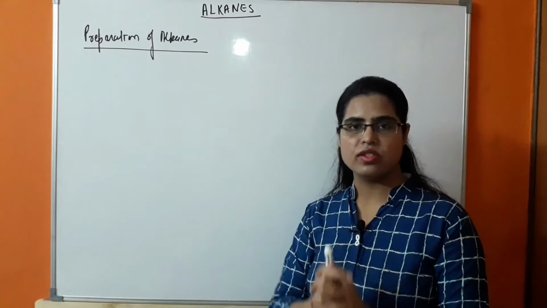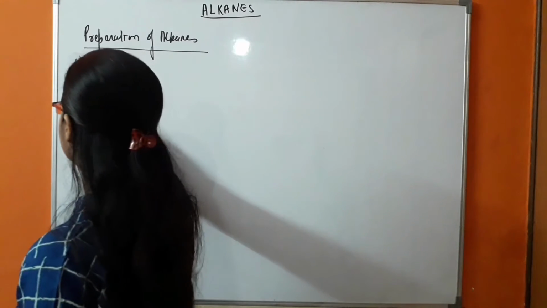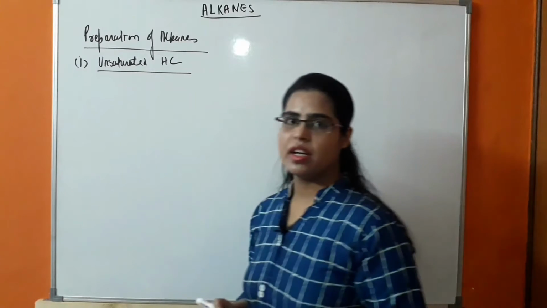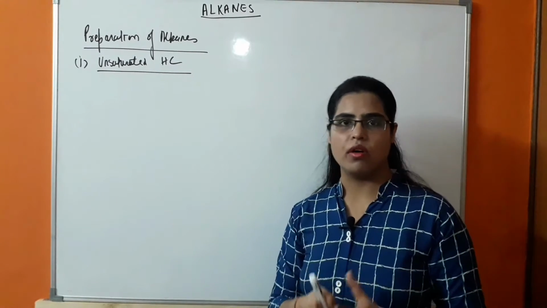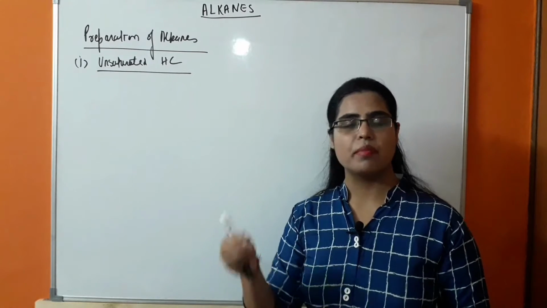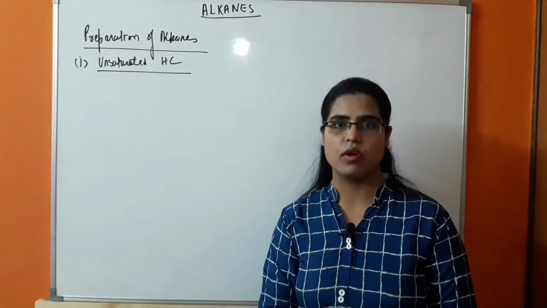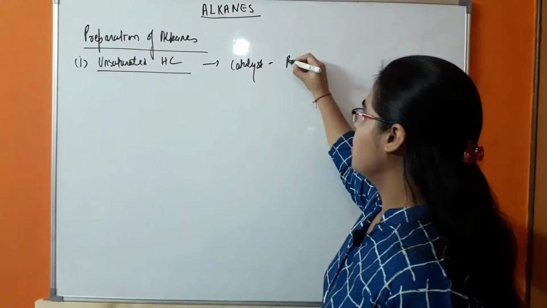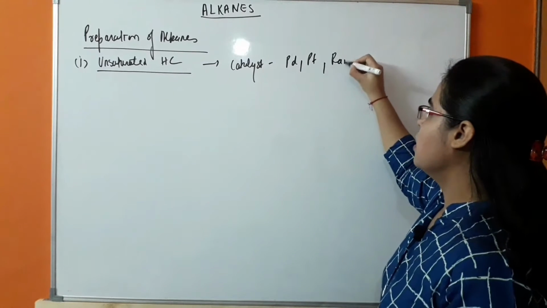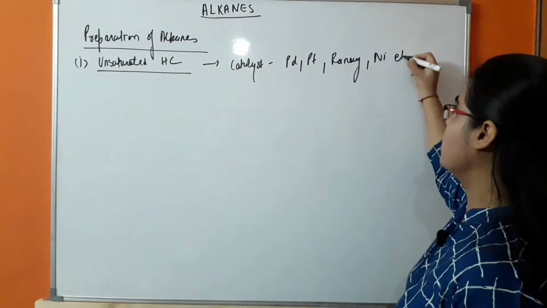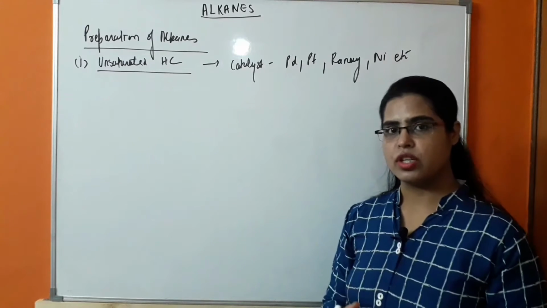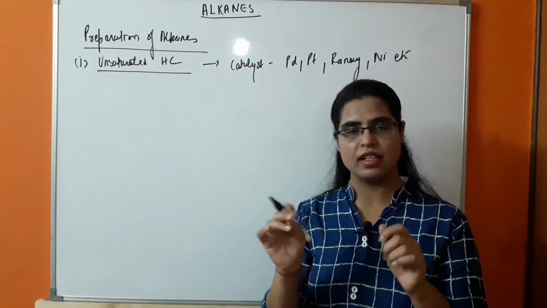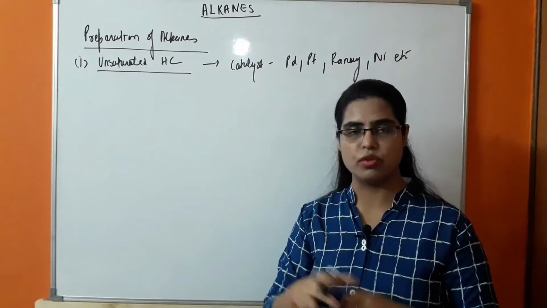First preparation will be from unsaturated hydrocarbon. What do you mean by unsaturated hydrocarbons? It means there are double or triple bonds present. So in this case there will be addition of hydrogen in the presence of a catalyst. What type of catalyst? Examples like palladium, platinum, Raney nickel or normal nickel. These catalysts are used for the hydrogenation of unsaturated hydrocarbon, that is addition of hydrogen at the double bond and triple bond position to form alkanes.